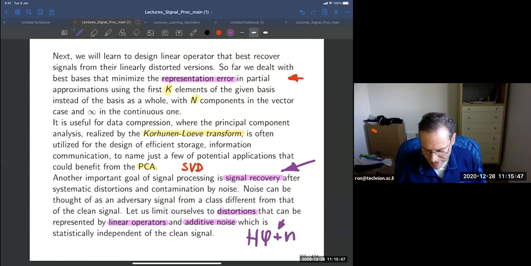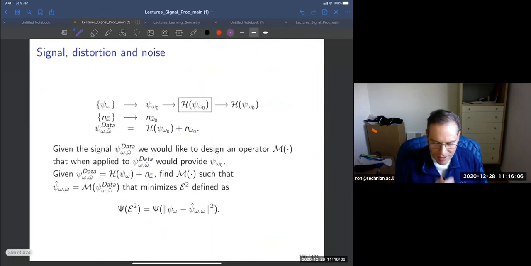And we assume that the statistics of the noise and the statistics of the signal are independent. I mean, they are not related to one another, which is a really strong assumption. Usually the noise is a function of the signals. I mean, the higher the signal, usually the higher the noise. So we will have to deal with that as well. Okay, so this is how it works.